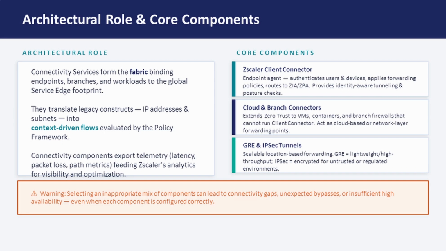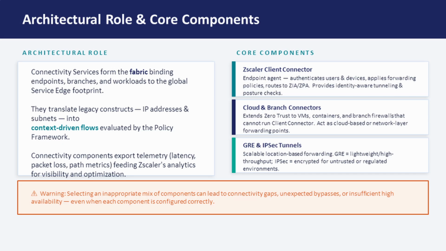The third component is GRE and IPsec tunnels. Not Zscaler software you install, but standard networking protocols you configure on your existing edge devices to create tunnels to Zscaler service edges. A single tunnel from a branch firewall can forward traffic from hundreds of users simultaneously. These three components are complementary, not alternatives. A real enterprise deployment uses all three: Client Connector for users, GRE or IPsec for sites, and cloud connectors for workloads, all feeding into the same enforcement plane and the same logging pipeline.